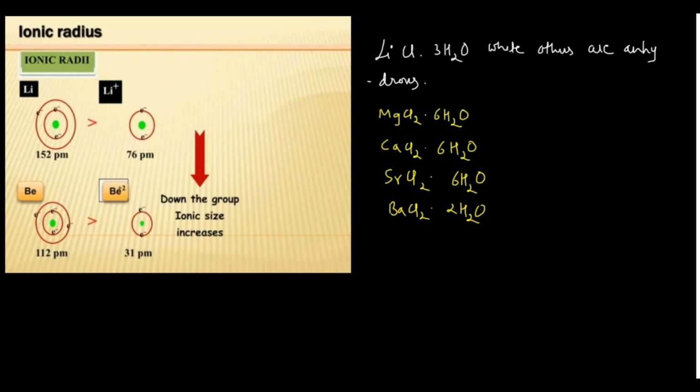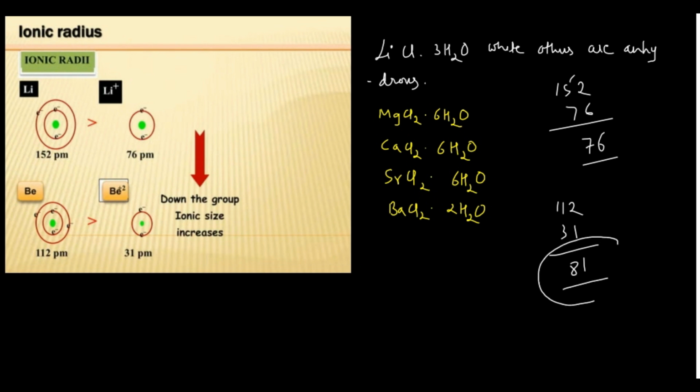So if you take the difference between the two, I can write here 152 and then 76. So 76 is there. And if you write 112 here, you can write 31 here, and you can see here 81. So this difference is quite large actually. That's why the beryllium ion is important.